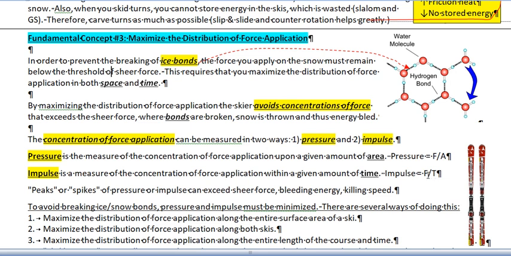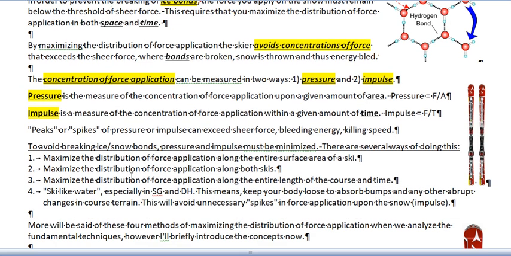So it's the difference between a long, gentle push versus a short, abrupt punch. Peaks or spikes of pressure or impulse can exceed shear force, bleed energy, and kill speed. So these are ways in which you avoid this. To avoid breaking ice bonds, pressure and impulse must be minimized. There are several ways of doing this.